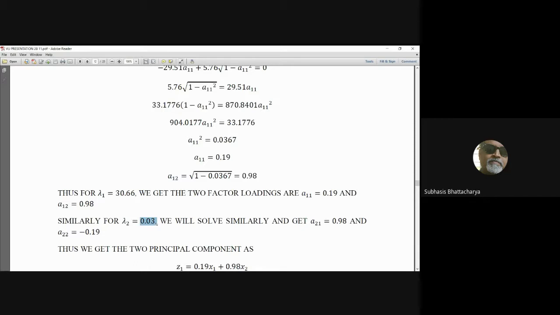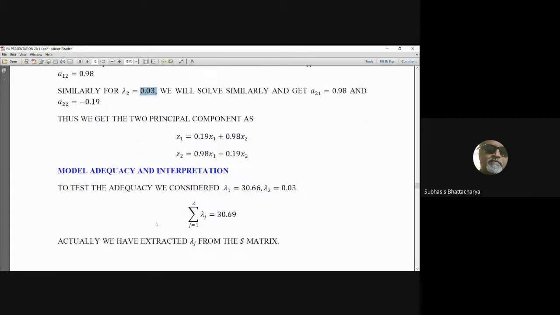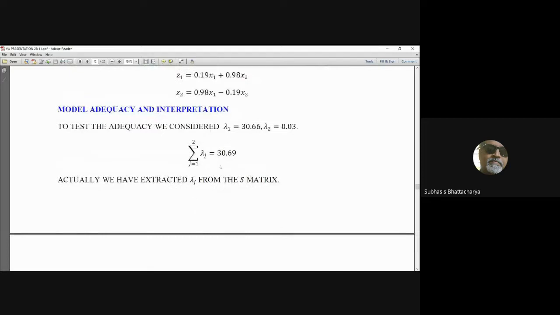Okay, so that is actually under the model adequacy. I find that lambda 1 is 30.66 and lambda 2 is 0.03. So the summation of lambda, that means 30.66 plus 0.03, is 30.69. So you have to extract lambda j from the variance covariance matrix.